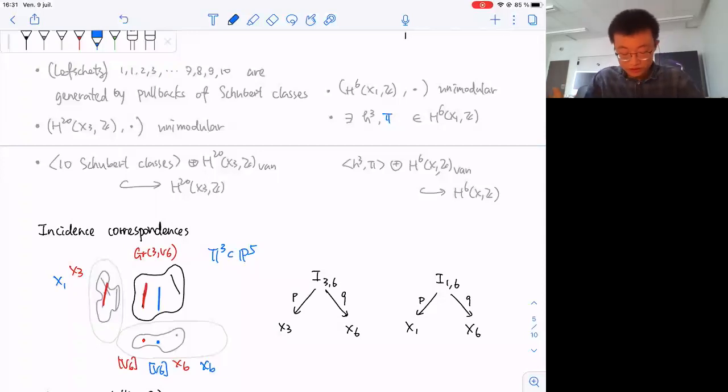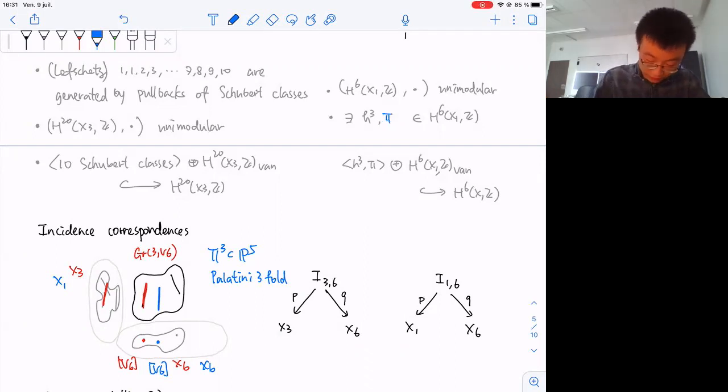And I always get a three-dimensional subvariety, and it always has the same shape. This is what we call a Palatini threefold. So this means that if I move V6 in X6, all the fibers are this Palatini threefold. In particular, if I push forward the fiber here into X1, I get a three-dimensional subvariety of X1, and its class is what I denoted by pi here. So this is a class in the middle cohomology.